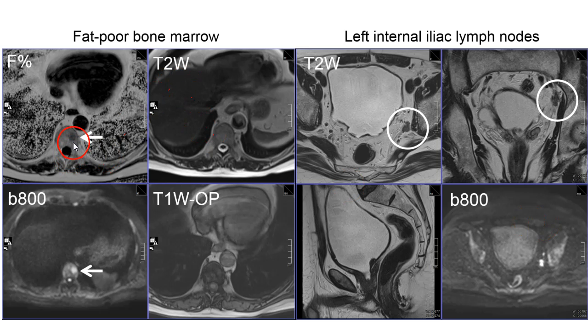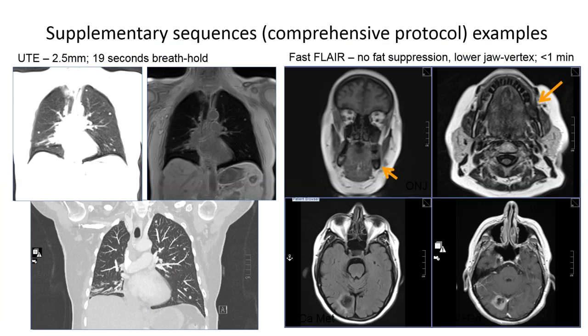And you can see this thoracic abnormality in fact is just an area of fat poor bone marrow, whereas the small field of view images of the internal iliac regions shows the presence of extranodal disease from a metastatic internal iliac lymph node. We almost always do a UTE sequence, usually in the coronal plane, in a breath hold to show the presence of metastatic disease, and that seems to work quite well.